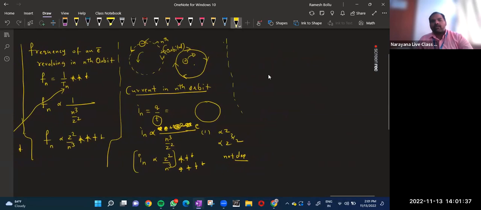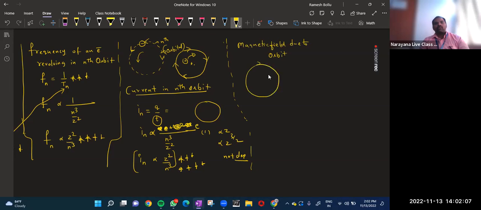Sir, I told you an electron revolving in the nth orbit acts like a current carrying coil. You did not object, right? That means at the center it will produce some magnetic field. So what is the magnetic field due to this orbit? This orbit is similar to a current carrying coil carrying some current in amperes, and the radius of the nth orbit is Rn. It will produce a magnetic field at the center.